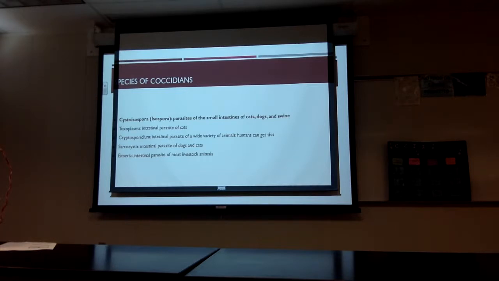The different species of coccidians are Cystoisospora, which was previously known as Isospora. They're parasites of the small intestines of cats, dogs, and swine. Toxoplasma is the intestinal parasite of cats. Cryptosporidium is the intestinal parasite of a wide variety of animals, and humans can get this one. Sarcocystis is the intestinal parasite of dogs and cats, and Eimeria is the intestinal parasite of most livestock animals.